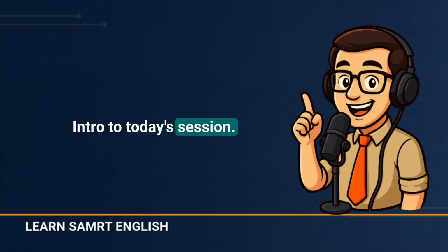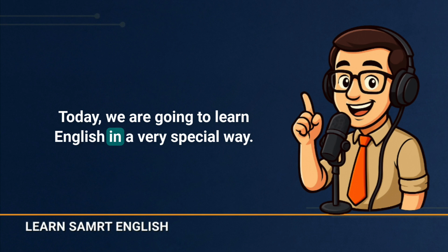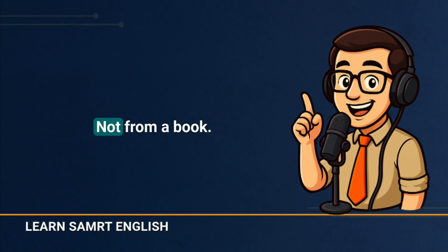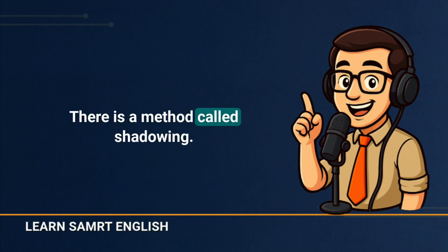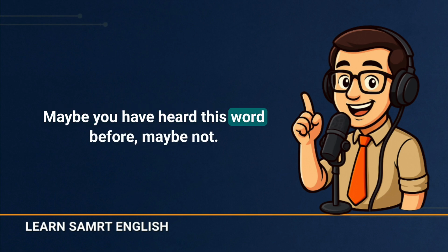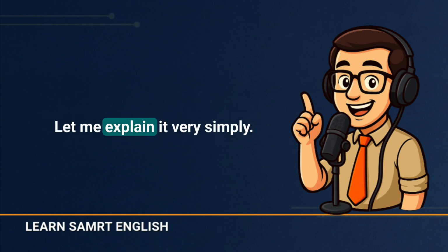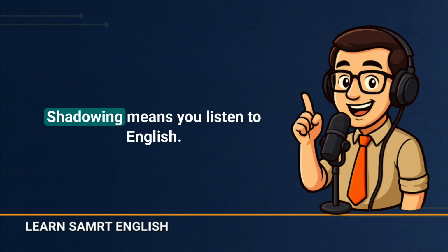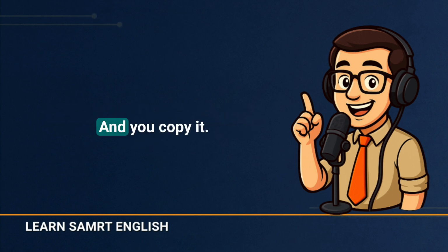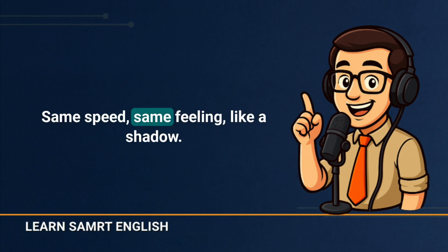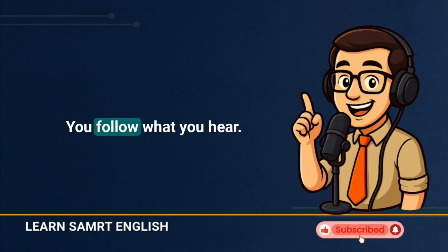Intro to today's session. Today we are going to learn English in a very special way. Not from a book, not from a grammar chart. We are going to learn English by listening, by speaking, by repeating. There is a method called shadowing. Maybe you have heard this word before, maybe not. Let me explain it very simply. Shadowing means you listen to English and you copy it. You hear a sentence. You repeat that sentence, same words, same speed, same feeling, like a shadow. You follow what you hear.